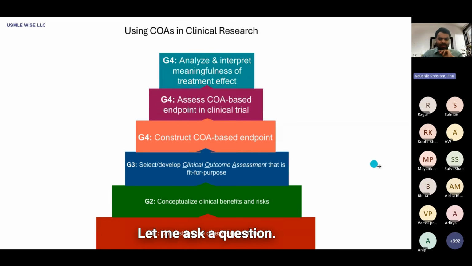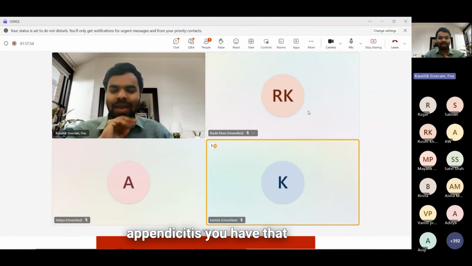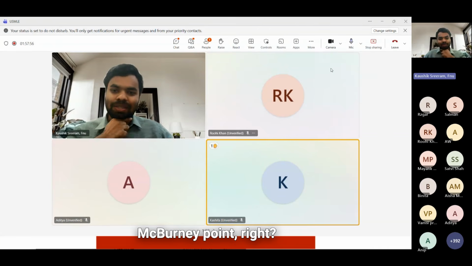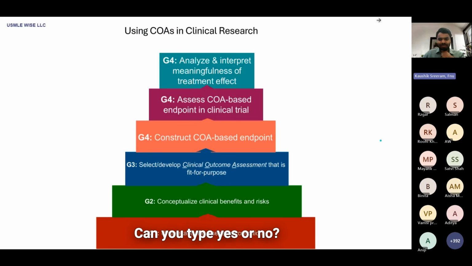Let me ask a question. So does everyone here know about in appendicitis, you have that McBurney's point, right? Can you type yes or no? McBurney's point? Yes, definitely. Yeah. Now, the reason I like to give this example is, let's say, just think of a scenario, right? You have a patient and they have lower abdominal pain, and then you go and he has appendicitis, right? Has appendicitis, you go and palpate at the McBurney's point.